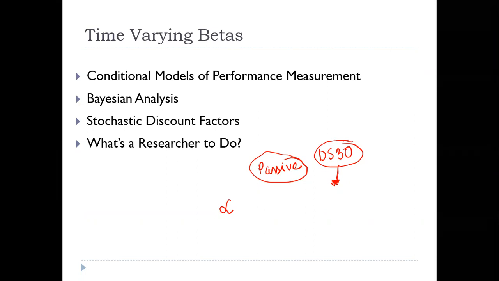Yes, sir. In that case, it is okay. But what do you expect? The fund manager will have a significant alpha or insignificant alpha? If the fund manager is a passive fund manager, he mimics the DS30. It is expected that alpha should be insignificant because the return of his portfolio is expected to be solely explained by the movement of DS30, or the movement of this index.